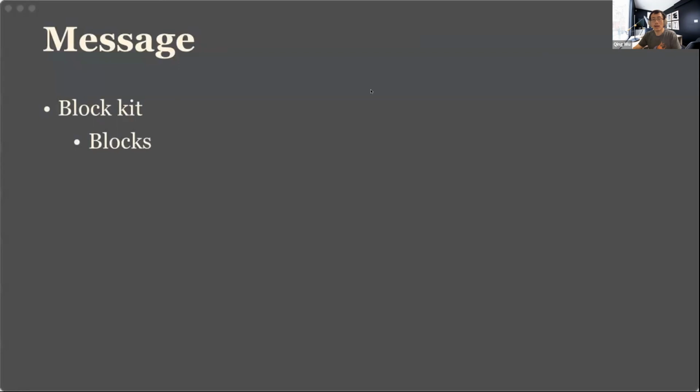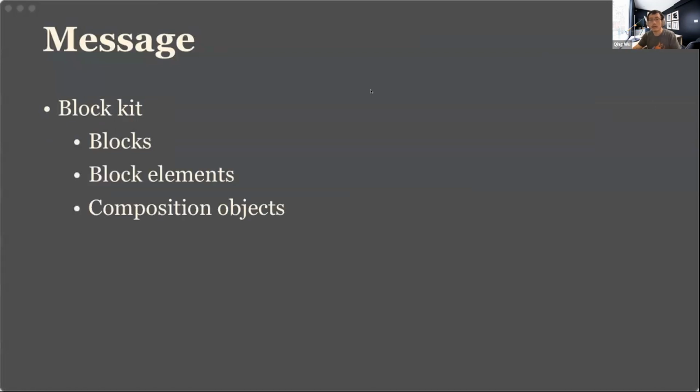You can compose a message with one or more blocks. Each block can have multiple block elements or composition objects. So what are block elements? Well, they can be a button or a menu, for example. And the most common composition object is a piece of text. Essentially, a message in Slack is a series of nested JSON objects.